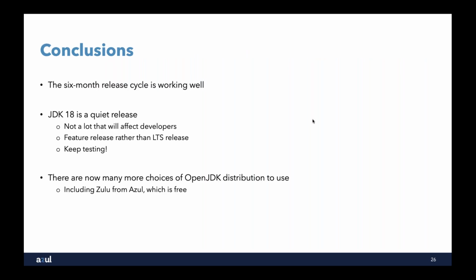Just to conclude then, basically, I think the six-month release cycle, as I've already said, is working very well. Even though JDK 18 is what I would describe as a quiet release, there's lots of interesting things still in there. We've been through all the different bits and pieces. For most developers, they'll probably think, yeah, we'll go with JDK 17 for now, and we'll wait and see what comes with JDK 19. But, as I said, keep testing, check your code, make sure that it works in the way you expect it to.